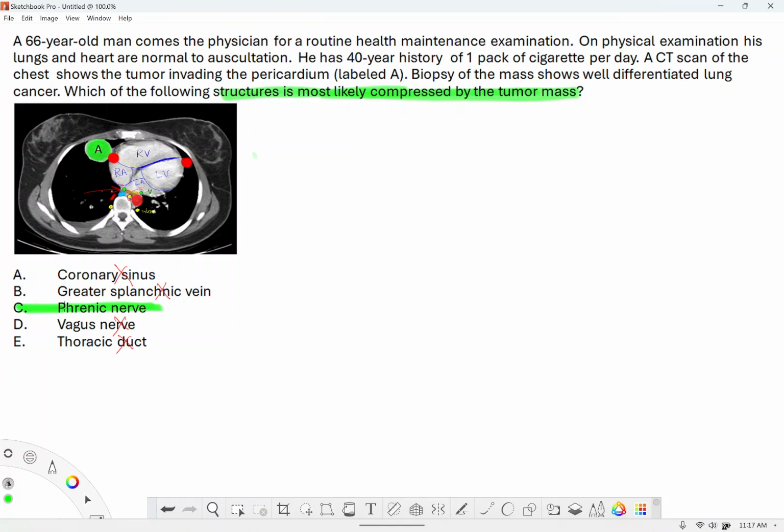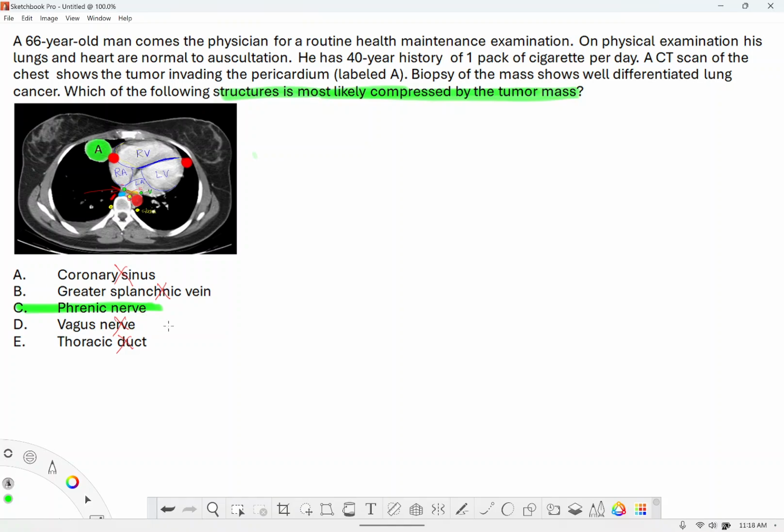Phrenic nerve is related to the right atrium and right ventricle. It's on each side of the heart. It's more anterior, it's not so much posterior. All these other structures are in the posterior mediastinum. Only the phrenic nerve is in the middle mediastinum. So it would be the right phrenic nerve.